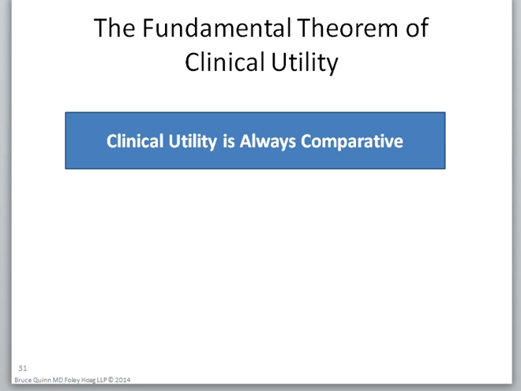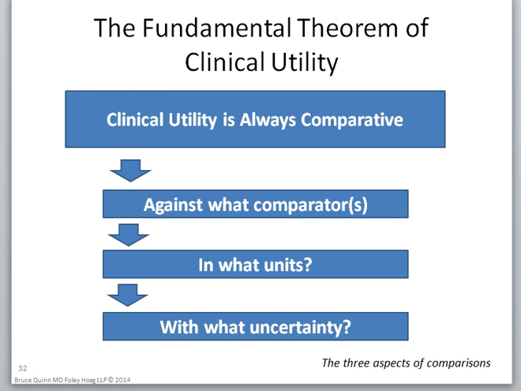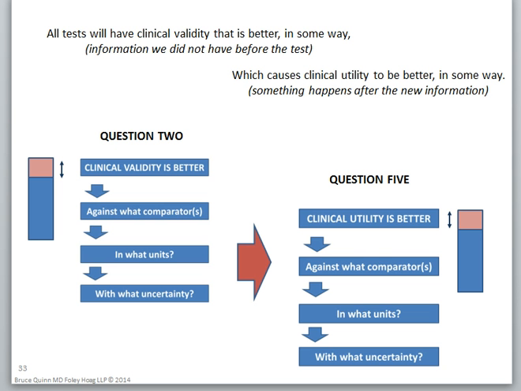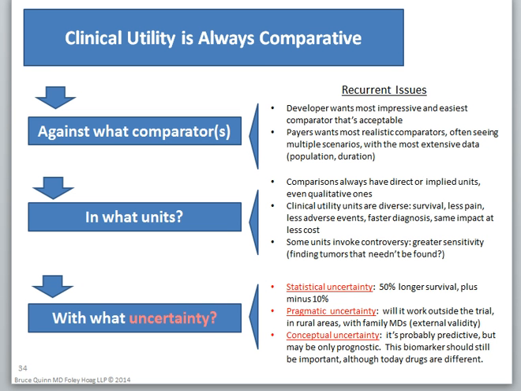I call the fundamental theorem of clinical utility the fact that clinical utility is always comparative. Now, people already know that, but let's unpack what that means. It means against what comparators, in what units, and with what uncertainty. And because you always will face these 3 questions, we can predict some of the problems that are likely to come up. These 3 questions apply to clinical validity on the left, which then drives clinical utility on the right. Typical issues that arise are shown here.